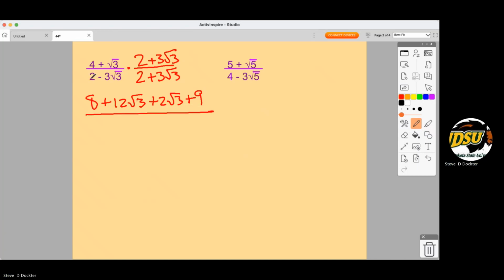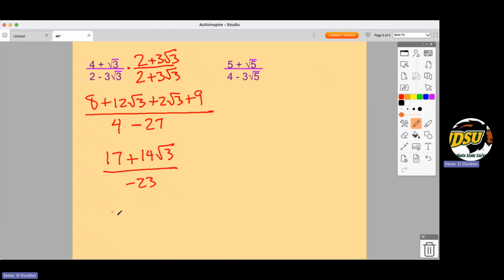On the bottom, 2 times 2 is 4. Remember, we're just doing the first and the last because these are conjugates. Minus square root of 3 times square root of 3 is 3, times 3 is 9, times this 3 over here is 27. All right, and then from here, we just got to combine like terms. So 8 plus 9 is 17. Our square roots of 3, we have 14 of them. And then on the bottom, we have negative 23.